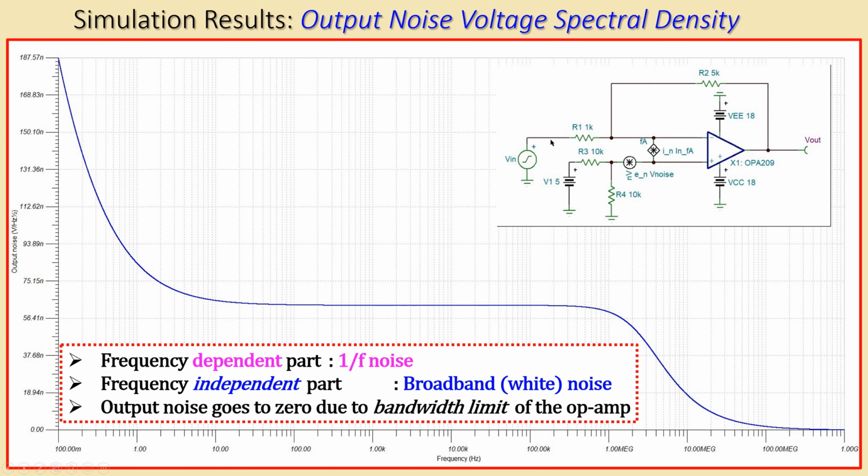Because if you look at the input, there is no bandwidth limitation in theory. But this op-amp will of course limit the bandwidth of the signal which goes into the op-amp and then approaches the output. So we will have the output noise go to 0 if you increase your frequency, due to the cutoff frequency of the op-amp itself and also the resistors around it. So that is why we have this curve approaching 0 for the output noise spectral density.